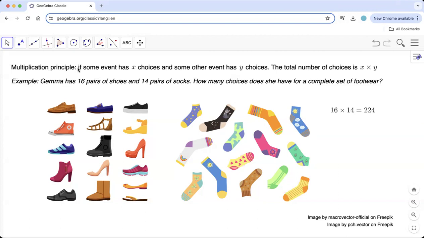The multiplication principle says that if some event has x choices and some other event has y choices, the total number of choices is x times y. So the best way is with an example here.